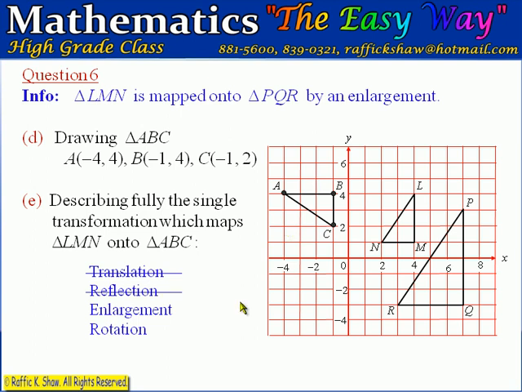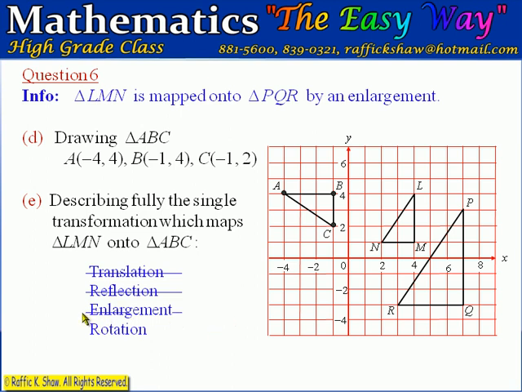Now we want to investigate if it's an enlargement. Enlargement is a transformation that changes the size of an object, and in this case we see that the image and the object are of the same size because LM is 3 units, AB is also 3 units, MN is 2 units, and BC is also 2 units. So there's no change in size, and hence the transformation is not an enlargement.